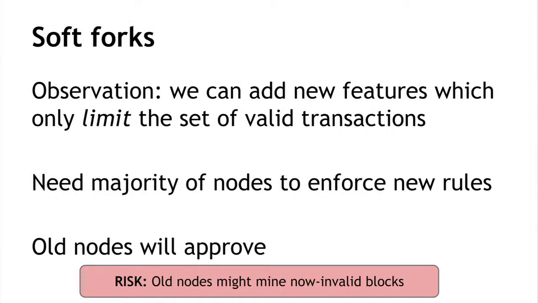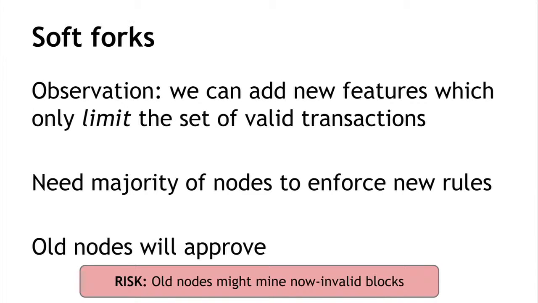There is a risk here, which is that old nodes might be mining an invalid block because they include some transaction which used to be valid, but according to the new, more strict rules, is not valid anymore. So that could be bad. Those nodes could waste a lot of time mining a block that the new nodes will reject, but when they try to announce that new block, the new nodes will reject it.